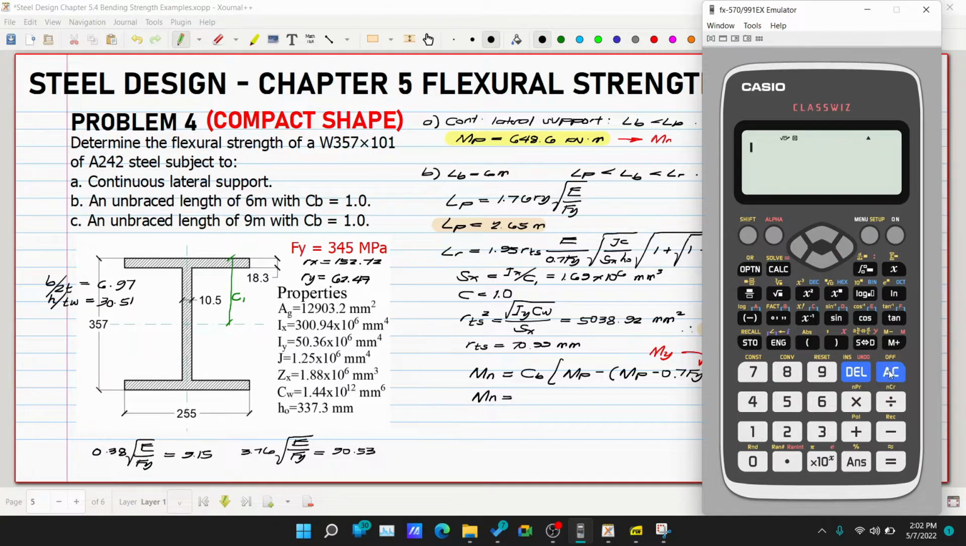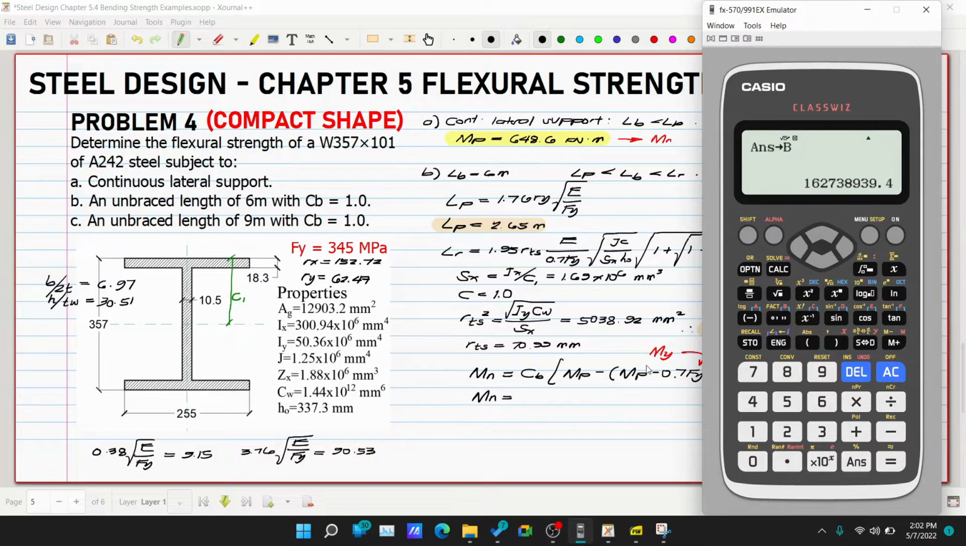Medyo nalito ako. Sige, dito muna tayo sa una. So, MP, 648.6 times 10 raised to 6 minus 0.7 of 345 times SX, 1.69 times 10 raised to 6. Yan. Then, multiply natin ng LB. Ang LB natin is 6 minus LP, 2.65 over LR, 7.6 minus LP, 2.65. Yan. And then, ito, start natin sa B.